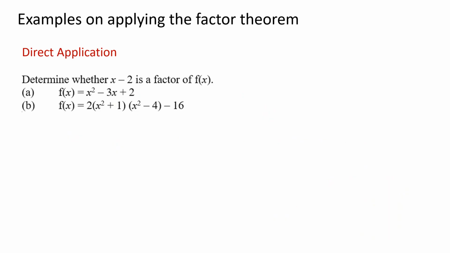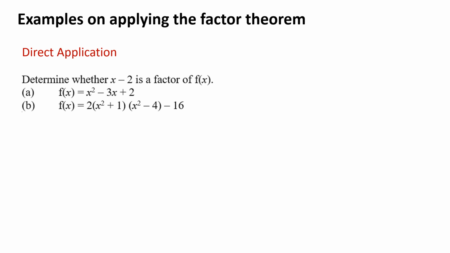We're going to do 2 examples. The first one is just a direct application of the factor theorem. So how direct is this direct application? Let's look at the question. You are told that x minus 2 is a factor of a polynomial. If x minus 2 is a factor, what conclusion can you make from here? Yes, if x minus 2 is a factor, it means your remainder will be equal to 0.